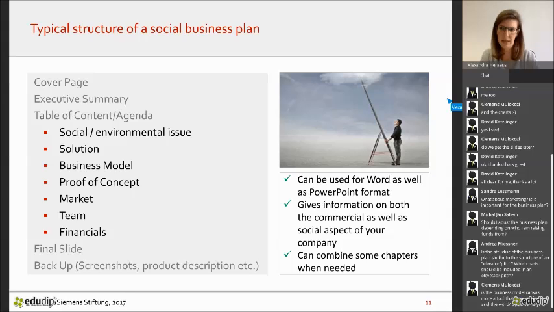And the financials, yes, but more in the style of the executive summary. So what revenue have I made? Where am I going? What investment can you expect?